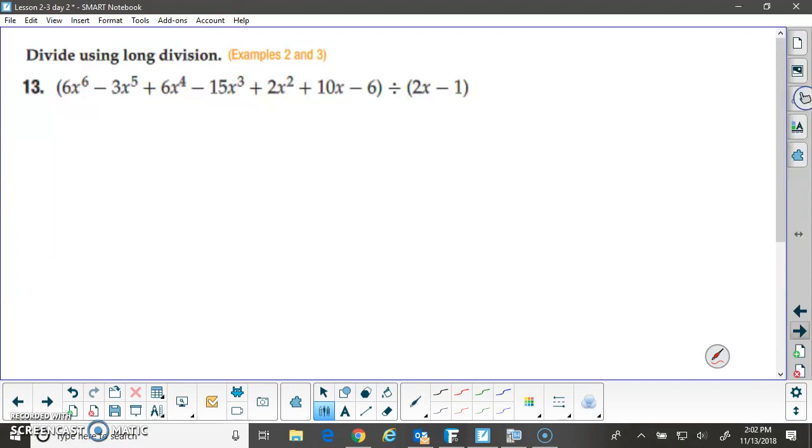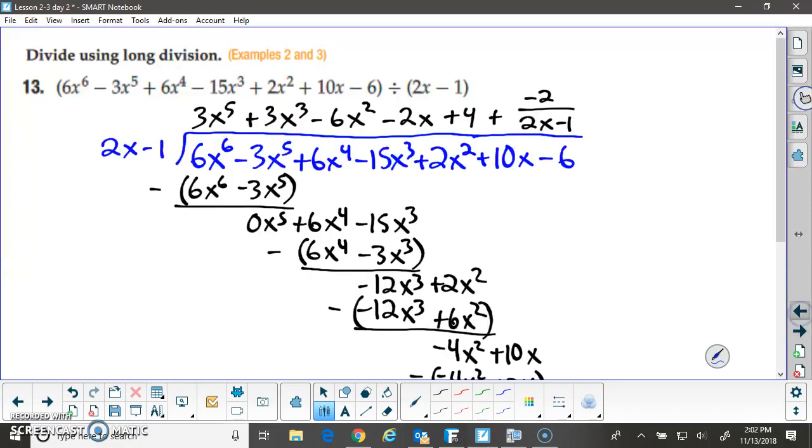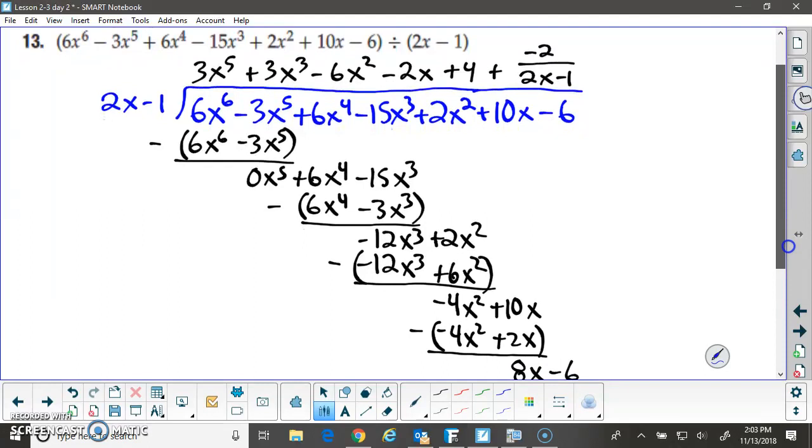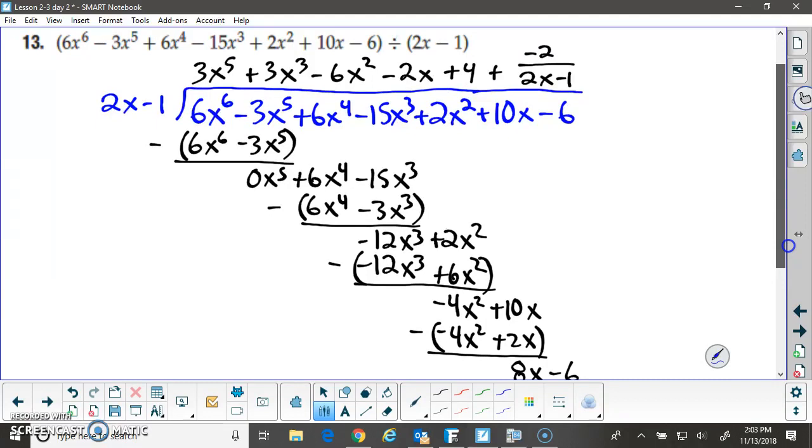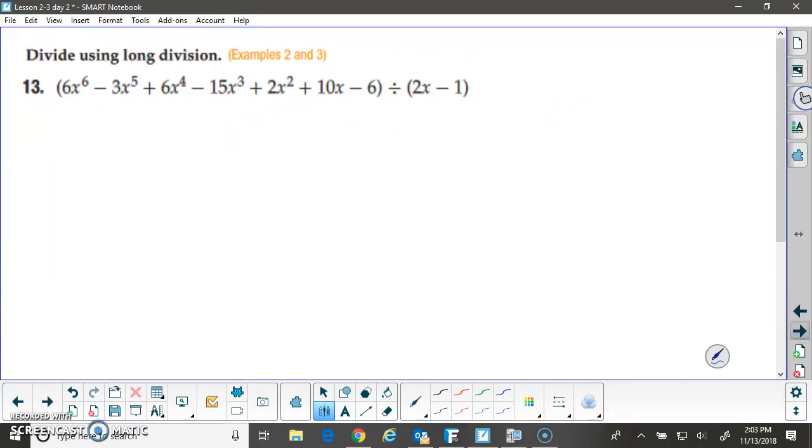Last thing I want to go through is, on this problem, this is one of your homework problems that you should have done via long division. And here it is. Using long division, you should have gotten a quotient of 3x to the fifth plus 3x to the third minus 6x squared minus 2x plus 4 with a remainder of negative 2. But since we're talking about synthetic division, this is a problem where we could have done with synthetic division.